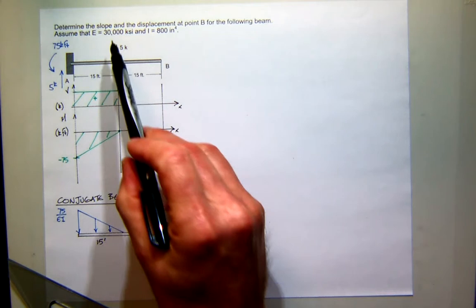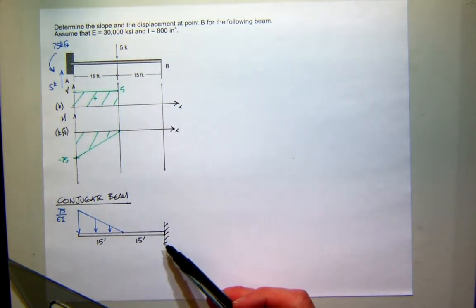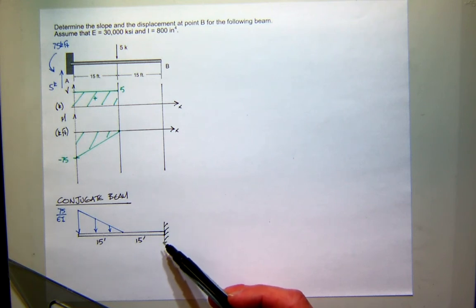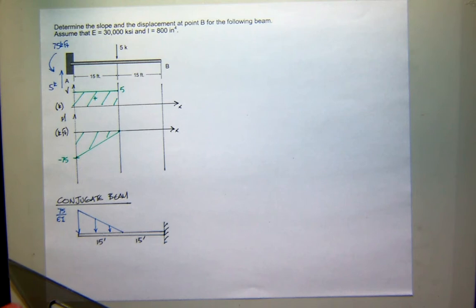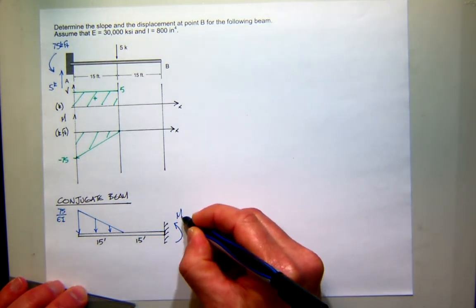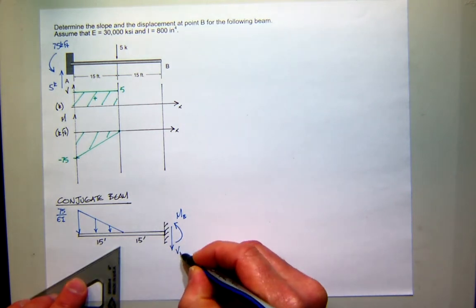Now this problem asks, what is the slope and displacement at B? And B is here. Slope and displacement in the conjugate beam are shear and moment. So the shear and moment at B are, interestingly enough, just the reactions. So I just have to solve this problem for the reactions at B. Can you do that? I think you can. Here's my positive moment at B, and here's my positive shear at B.